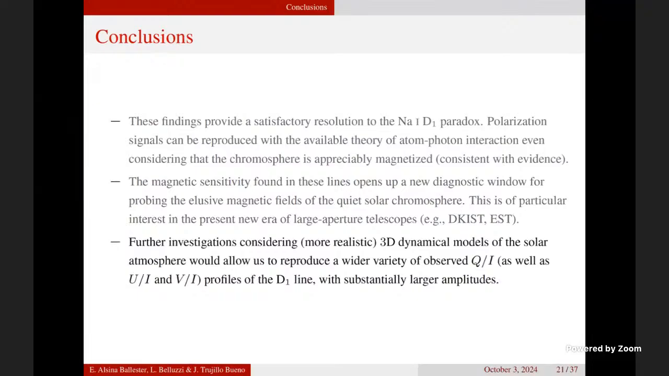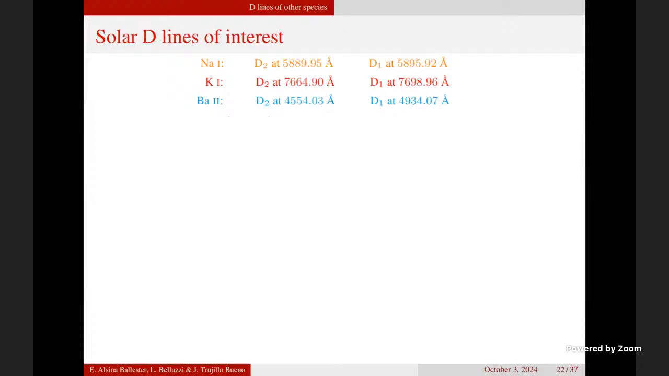And indeed, further investigations of interest would be considering 3D atmospheric models, dynamical models that include the effects of velocity. And with this, we would expect to be able to reproduce a wider variety of the observed patterns of the sodium D1. And with this, I finish the discussion on the sodium D1 line. But with these findings, I want to discuss also the results applied to other solar D lines of interest, in particular the potassium D lines and the barium II D lines.